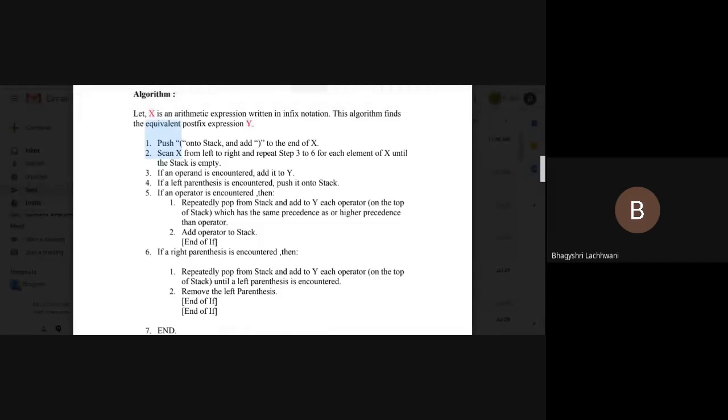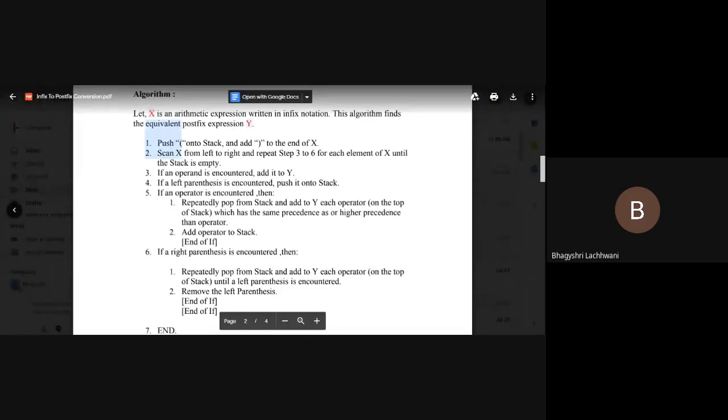the starting bracket onto the stack. This bracket is not given to you, but for indication purposes, it shows we are starting our expression. We put the starting bracket onto the stack, and add the closing bracket at the end. That is, the starting bracket will be the start of the string, and the closing bracket will be the end of the string. It is not given in our expression. This is step number 1.